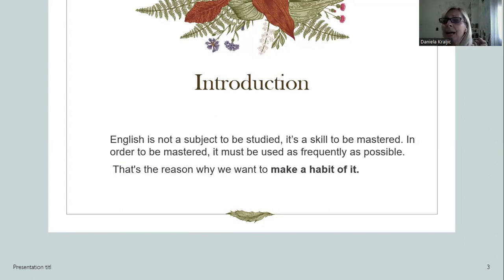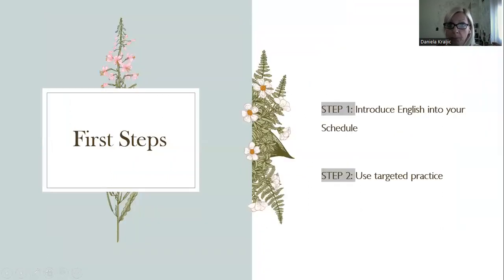Think about any other skill you've mastered, anything you're really, really good at. You've done it millions of times, right? And now when you do it, you don't even think about how you do it, why you need to do it. You just do it. It's become automatic. And this is what we need to do with your English as well.